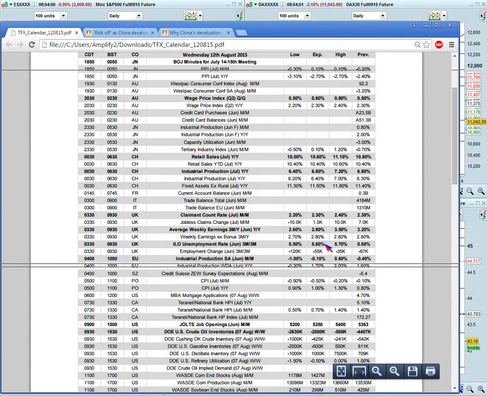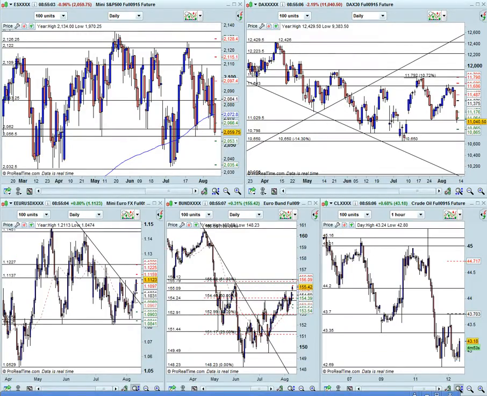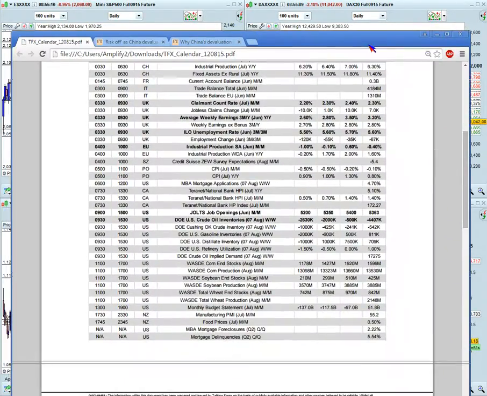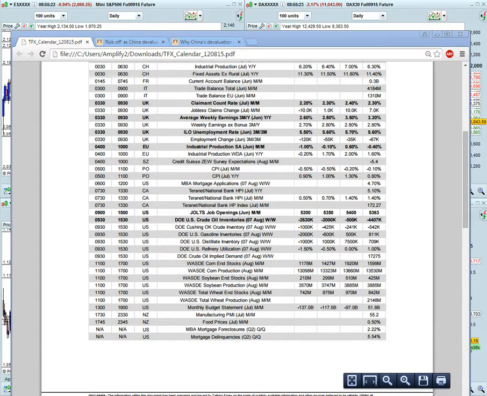So important labour market data at 9:30 from the UK. We then get industrial production data at 10 o'clock from Europe. We're expecting minus 0.1%, another negative print. Then we move into the afternoon, and the two big data points of the afternoon will be the 3 o'clock JOLTS job openings numbers, and then the Department of Energy crude oil data.